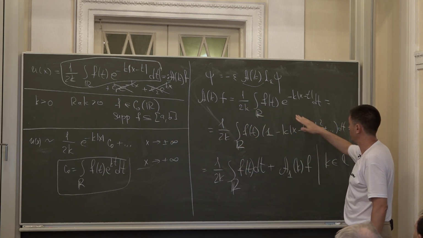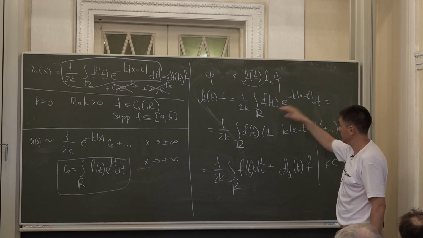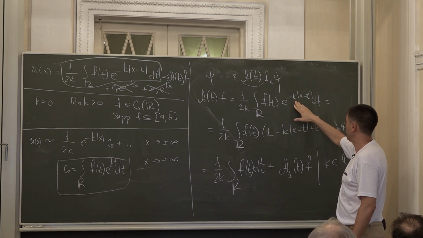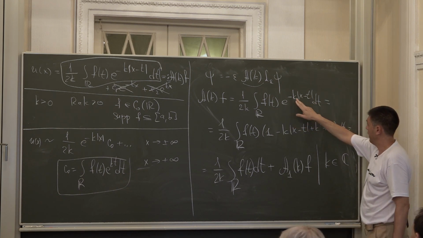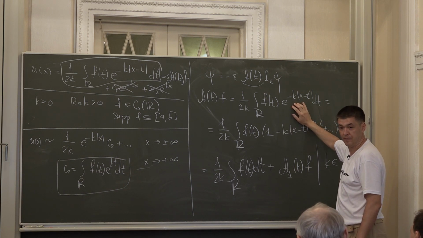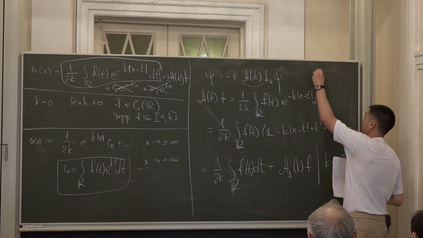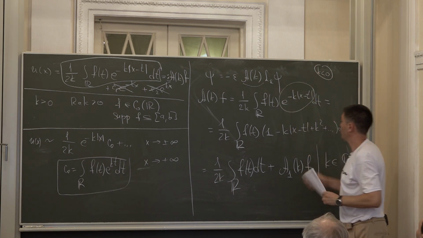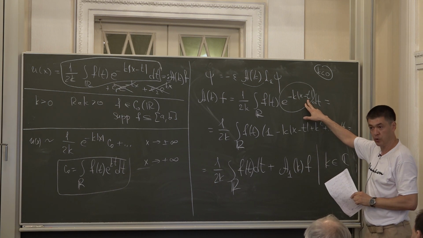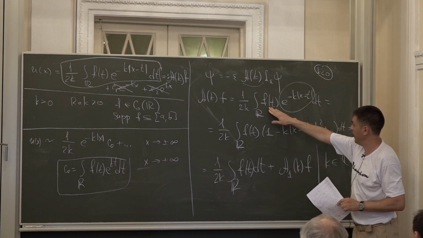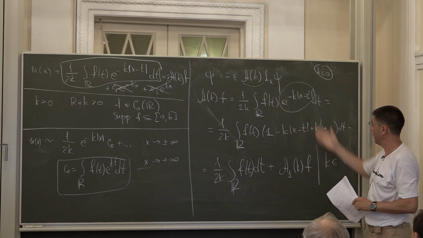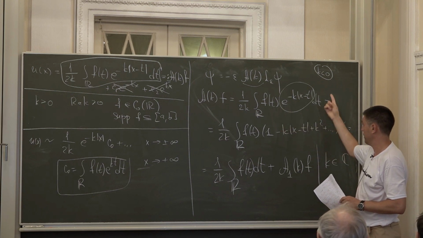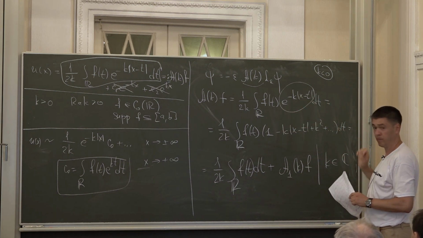If this is not the case, so if f is not compactly supported, and at the same time, say, k is negative, just imagine that k is negative, then this exponent grows as x goes to infinity and t goes to infinity. And then, of course, if f of t is not of compact support, then we cannot even say that this integral is well defined.